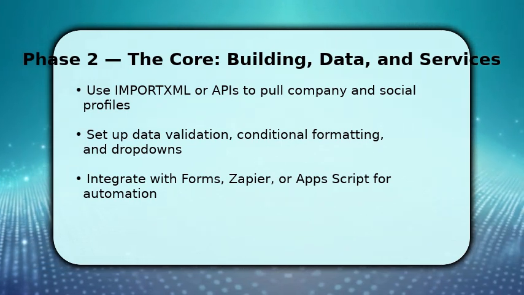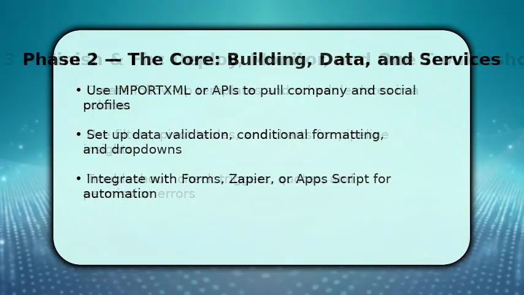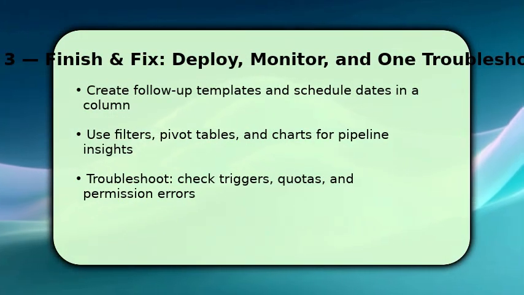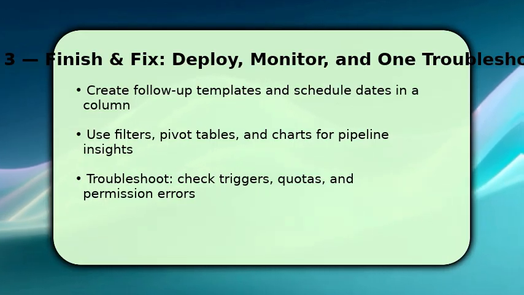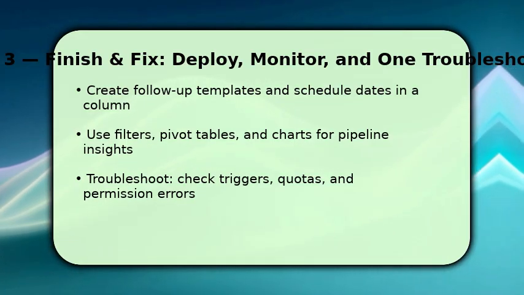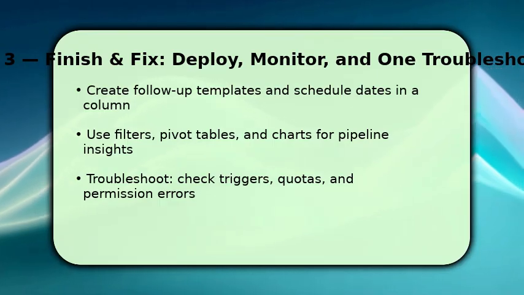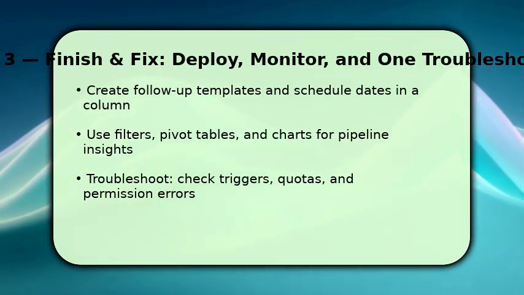To finish, structure follow-up. Add columns for next contact date, outcome, and assigned rep, then create canned message templates you can copy into Gmail. Once follow-ups are in place, use filters, pivot tables, and charts to monitor pipeline velocity and conversion rates. This guides prioritization.